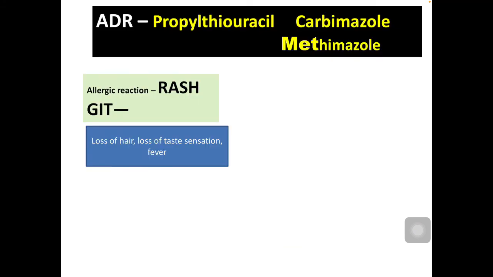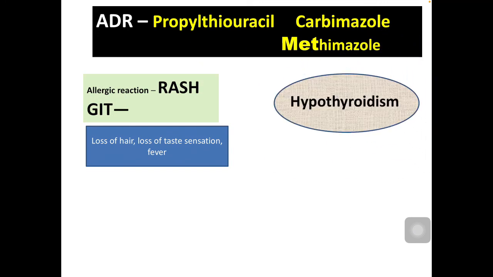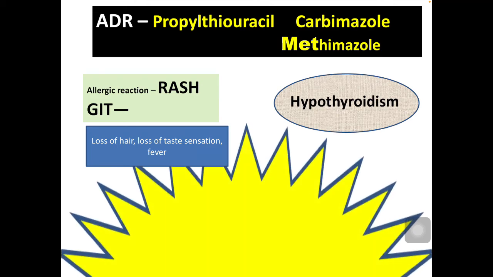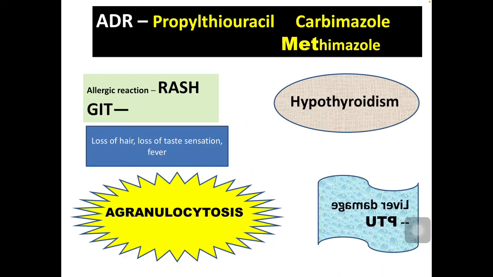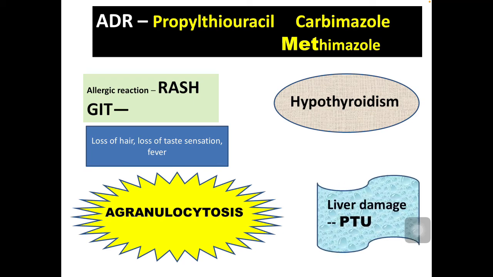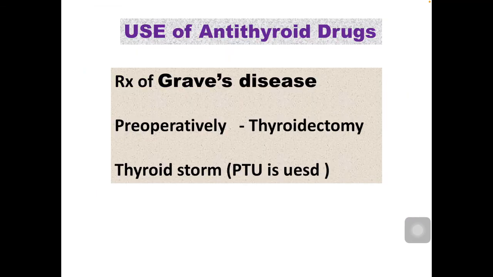Adverse drug reactions are mainly in the GI tract, that is nausea, vomiting and diarrhea. Allergic rash. The most important is hypothyroidism. When given in excess, there is more severe lowering of the T3 and T4 levels, resulting in hypothyroidism. Loss of hair, loss of taste sensation and fever are other side effects, and propylthiouracil is associated with agranulocytosis and liver damage. So these are the adverse effects of thyroid peroxidase inhibitors.